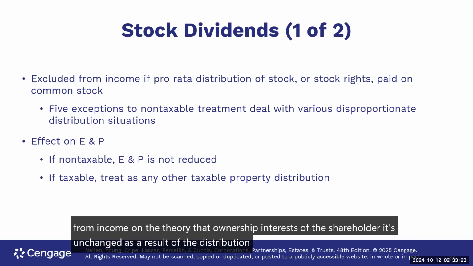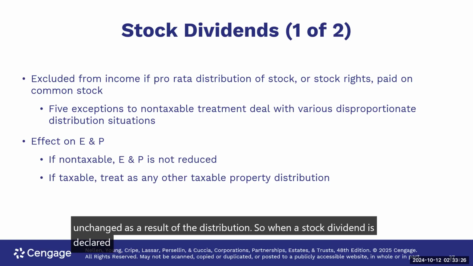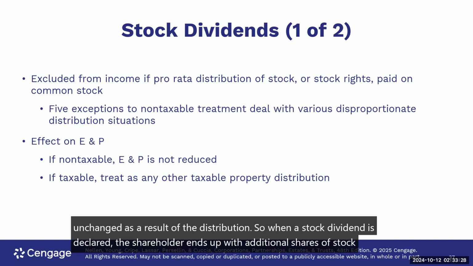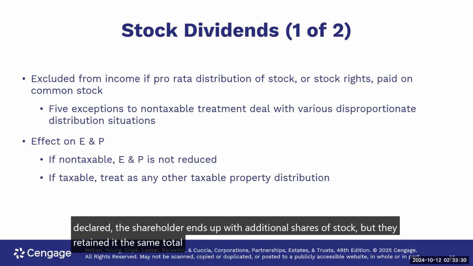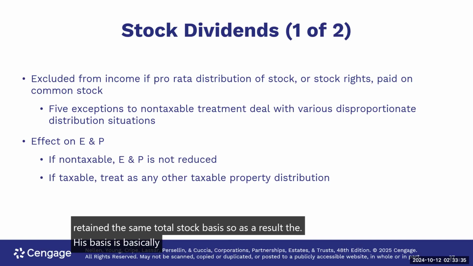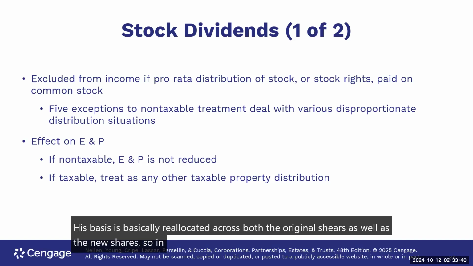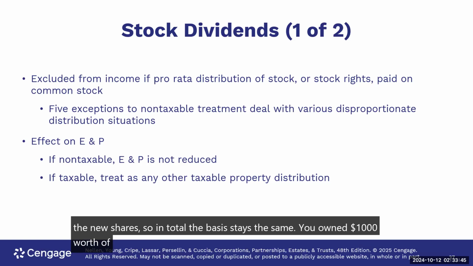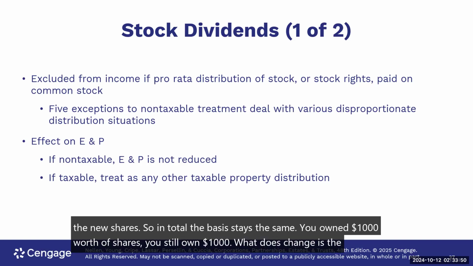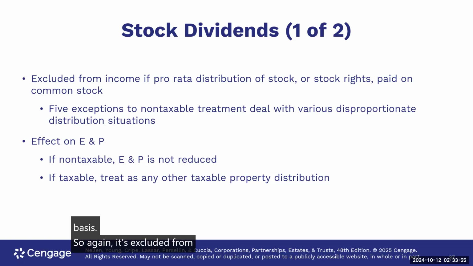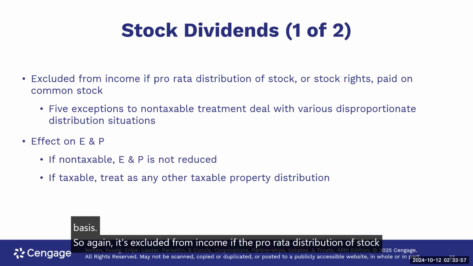So when a stock dividend is declared, the shareholder ends up with additional shares of stock, but they retain the same total stock basis. So as a result, the shareholder's basis is basically reallocated across both the original shares as well as the new shares. So in total, the basis stays the same. You owned $1,000 worth of shares, you still own $1,000. What does change is the per share basis. So again, it's excluded from income if the pro rata distribution of stock or stock rights paid on common stock.